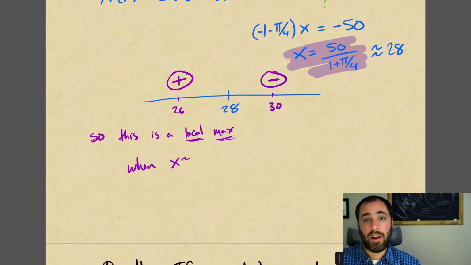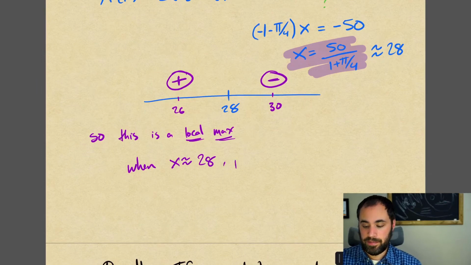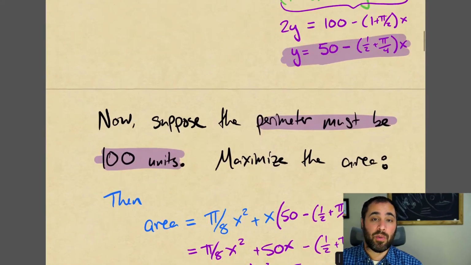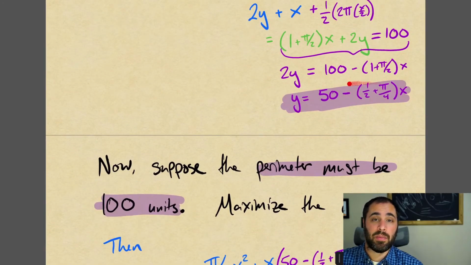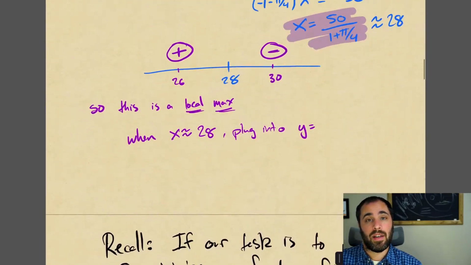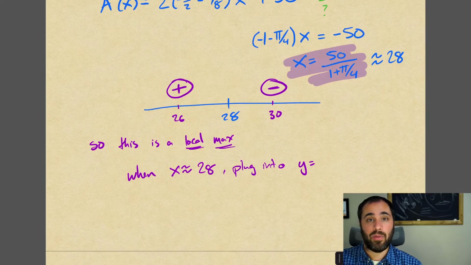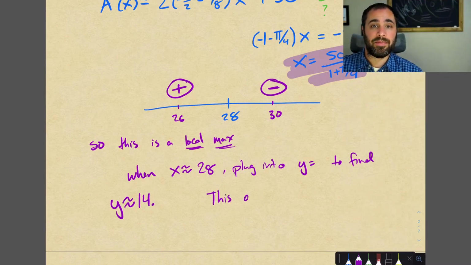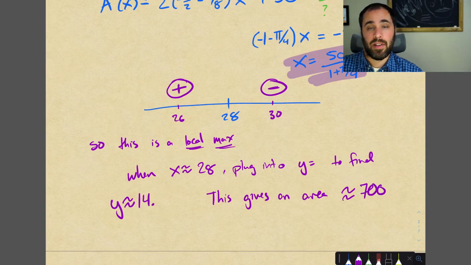When x is around 28 units, the area is maximized. Well, we have this expression for y in terms of x, so we could plug in about 28 into that to see that y then has to be around 14 units. And plug both of those into the area formula and see that the max of the area is about 700 square units.